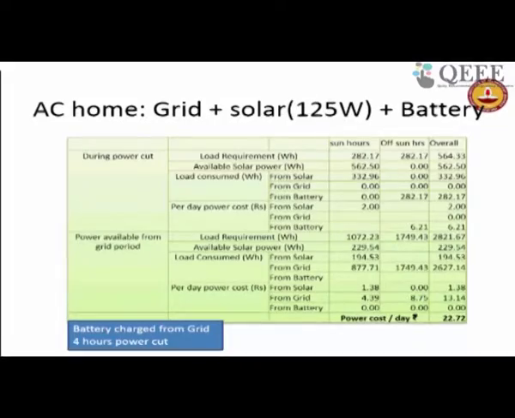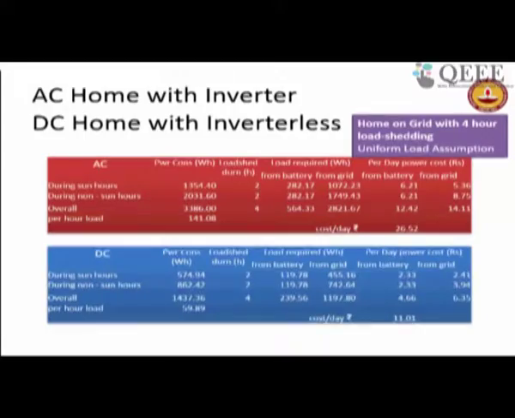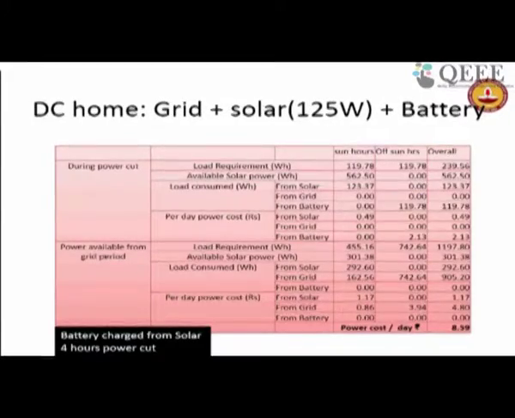Now what if I do DC? Remember, if I did DC with just a 4-hour power cut, my cost was 11 rupees. If I now put solar with a DC home, it comes down to 8 rupees 50 paise. Much more affordable. And I have taken the cost of solar and the battery, 250 rupees. Maybe 260, 270 rupees, and with a 4-hour power cut, doesn't matter.